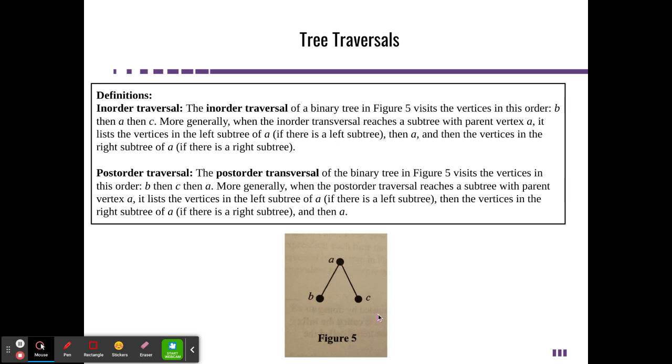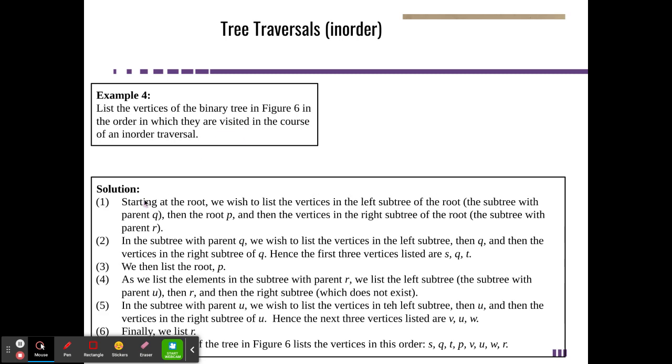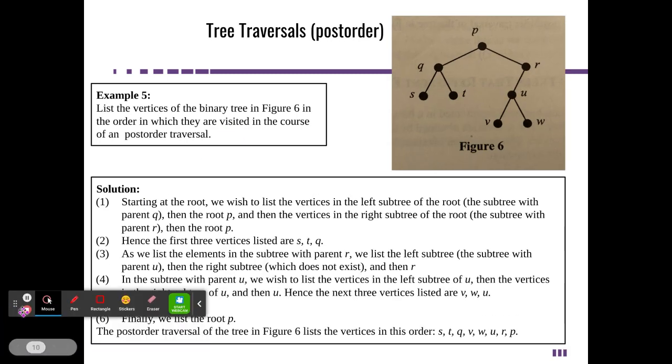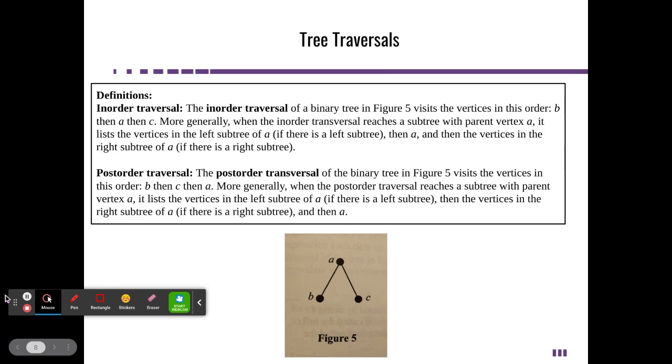So an in order would be one where we would start at our left child, and we would move up to the parent, and then we move over to the right child. That would be how we'd make that subtree if we're doing an in order.